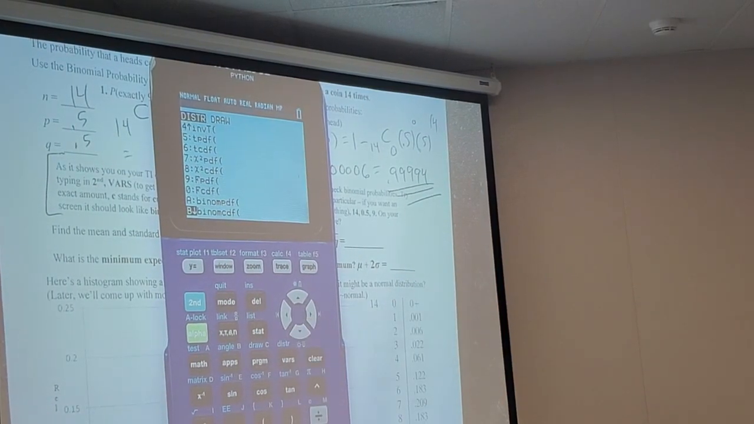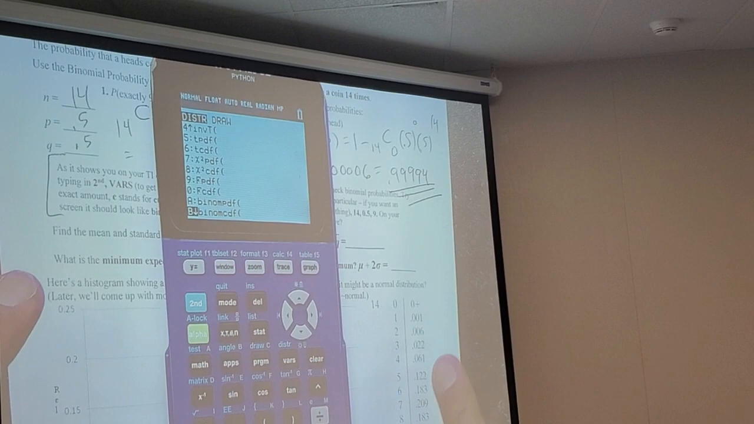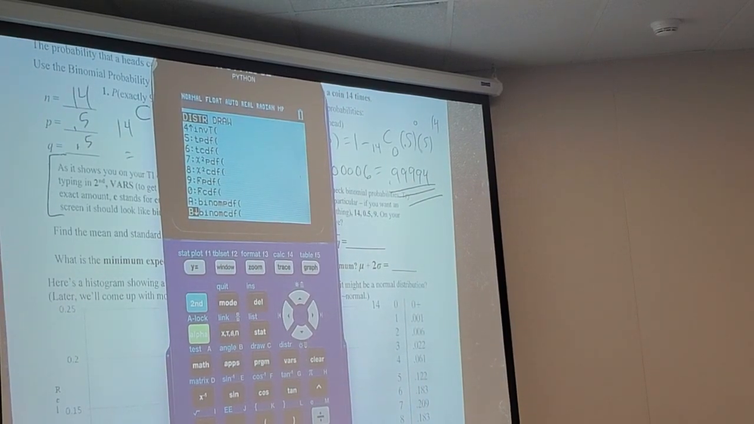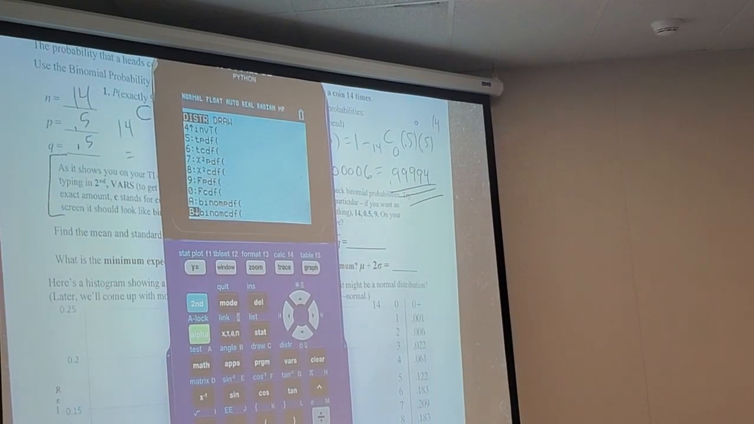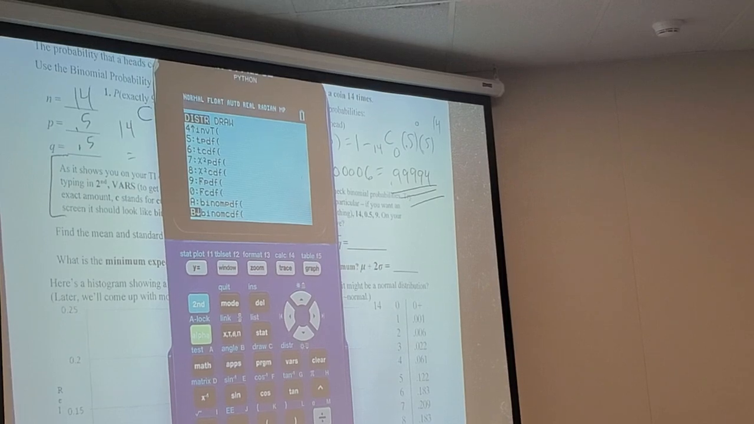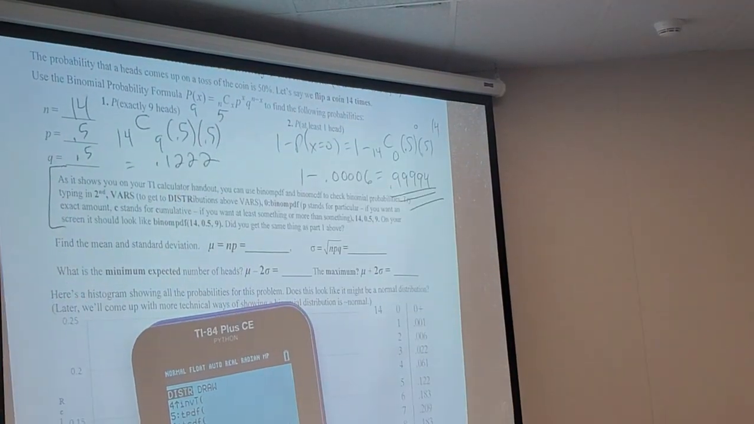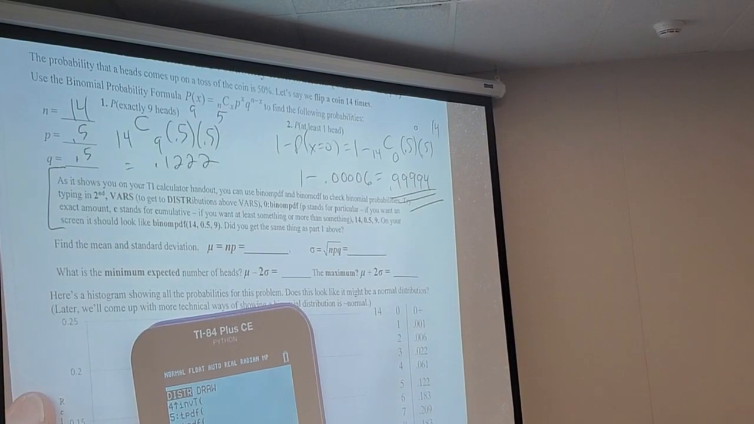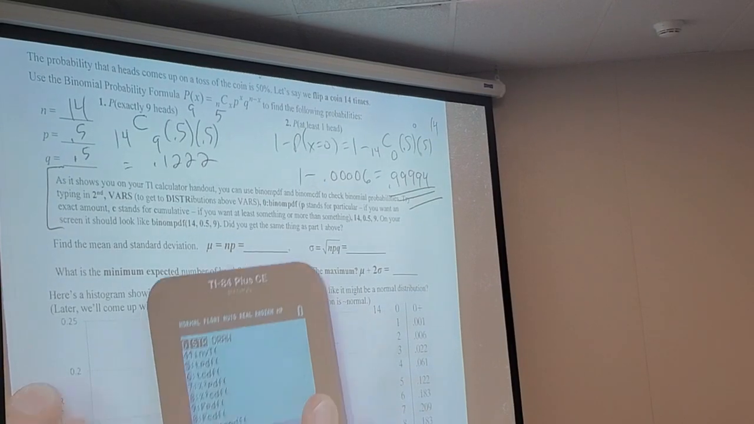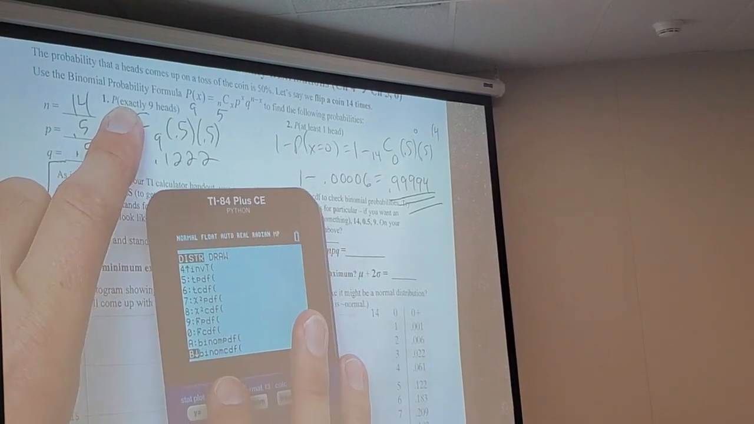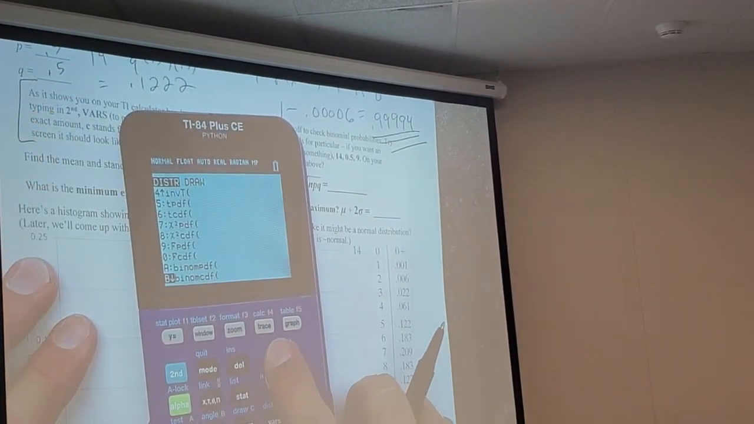The difference between PDF and CDF, and I wrote this down on this paper, is PDF means particular, CDF means cumulative. So in this case, if I want exactly 9 heads, I want a particular value. I don't want to accumulate stuff. So exactly 9 heads, if I want to check that out, I could do binomial PDF.